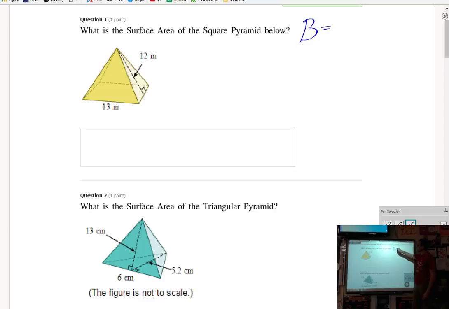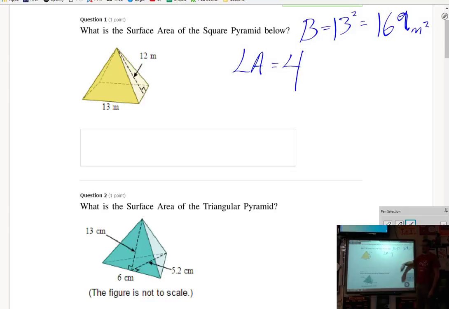So my big B here, I know is a square, so I can do 13 squared, and we get 169. Yeah. And that would be meters squared. My lateral area, if I want to break this apart, I have 4 faces that are each triangles, and the triangle formula is half the base length times the height. So each triangle is using the 13 and the 12. This is the same formula as the perimeter times the slant height times half. This is just breaking it apart to look at it a little bit more.